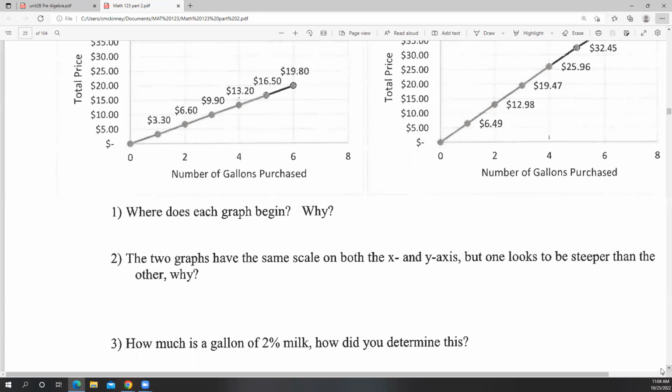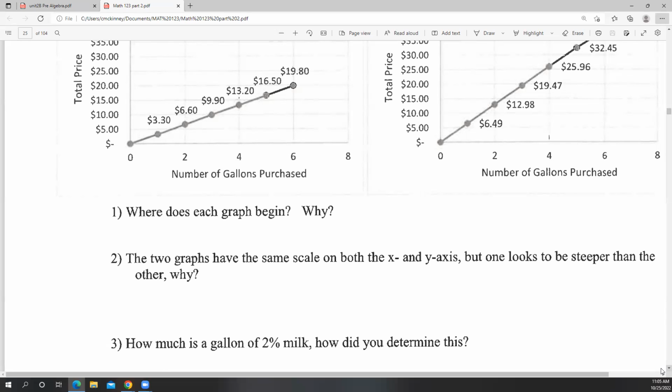And how much is the 2% milk? $3.30. How'd you get that? Right between 0 and 2, we've got 330. Or if we use the 2 and did 660 divided by 2, we would also get 330. Good. 20 divided by 4. So yes, you could take any point on the graph because it's going through 0, 0. So then how much is the cost for our organic milk? Yep, $6.49, good.